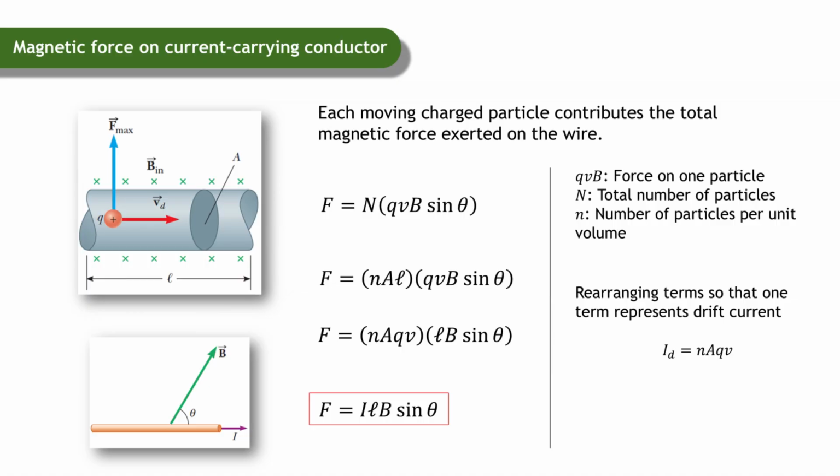To quantify this effect, we recognize that each moving charged particle contributes to the total force exerted on the wire. By taking the force on a single particle and multiplying it by the total number of particles n, we can derive a macroscopic equation. After substituting n with the particle density and rearranging terms, we find that the expression for drift current, I equals nAqv, simplifies our equation to F equals ILB sin theta.